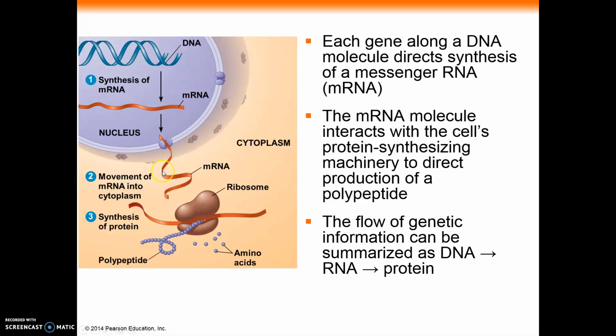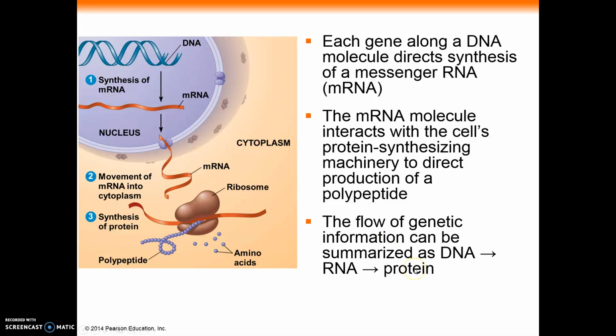Now, if each gene along the DNA directs a messenger RNA, and that messenger RNA is interacting with the machinery that produces the polypeptide, that protein or polypeptide is what gives us our characteristics. So an idea of gene information is DNA begets RNA, begets protein. You can even add in another arrow and have trait listed out here.